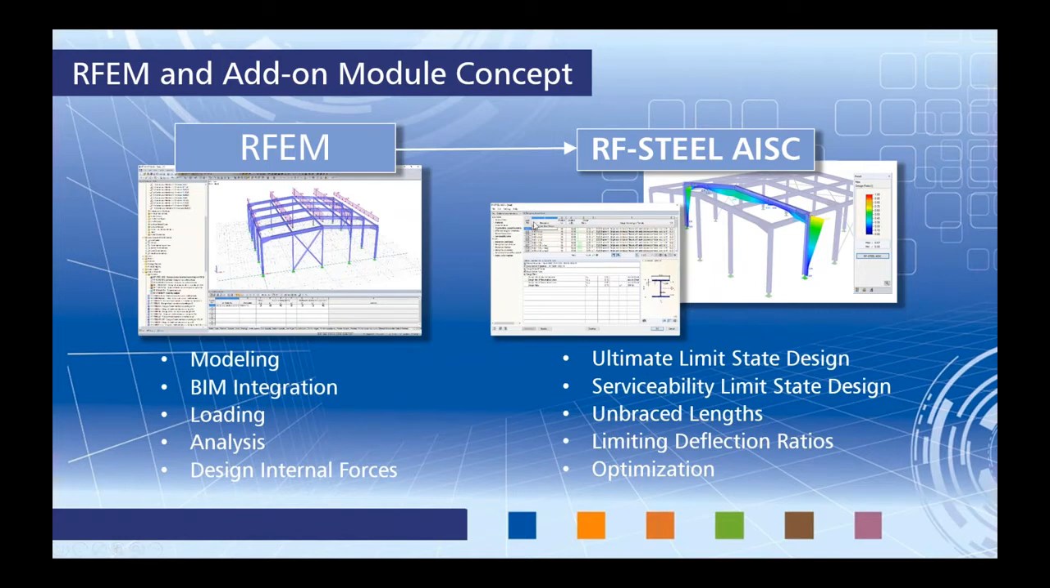Within this add-on module, we actually take all of the information from RFEM, such as materials, sections, the loading that we had already done, and we'll take those and do an ultimate and serviceability limit state design. But we also need to verify some additional information that's related to our code checks, such as things like unbraced lengths, giving the add-on module the limiting deflection ratios for our deflection check, and this is also where we will be doing the optimization of our structure.